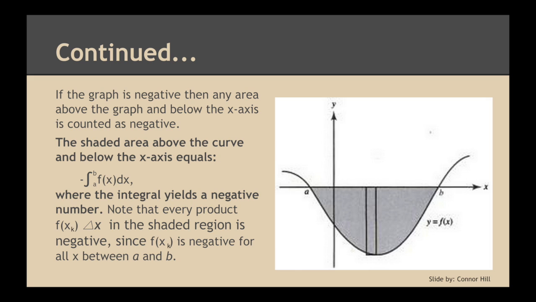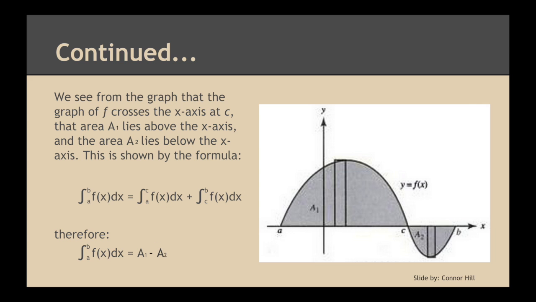Note that every product f of x sub k times delta x in the shaded region is negative, since f of x sub k is negative for all x between a and b. We see from the graph that the graph of f crosses the x-axis at c. That area, a sub 1, lies above the x-axis, and the area a sub 2 lies below the x-axis. This is shown by the formula: the integral of f of x from a to b equals the integral of f of x from a to c plus the integral of f of x from c to b. Therefore, the integral of f of x from a to b equals a sub 1 minus a sub 2.